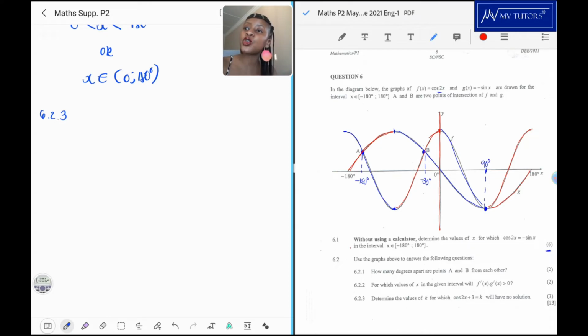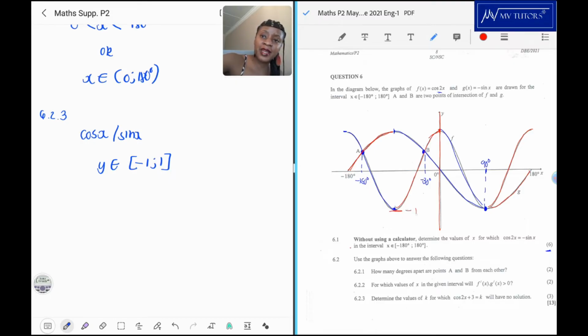Guys, for your normal cos or even a sine graph, you have limits. Your range is limited: y can only be between -1 and 1. Look at this graph, this is cos 2x. The minimum value here is -1 and the maximum value is 1. You cannot get out of that range.